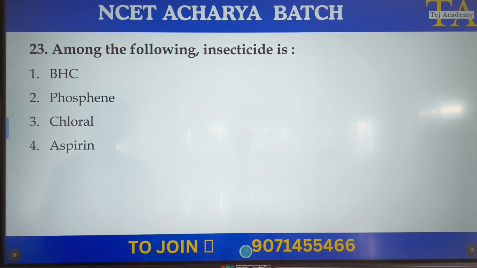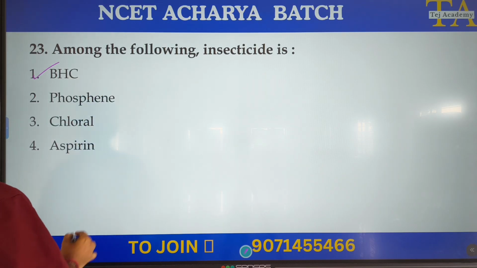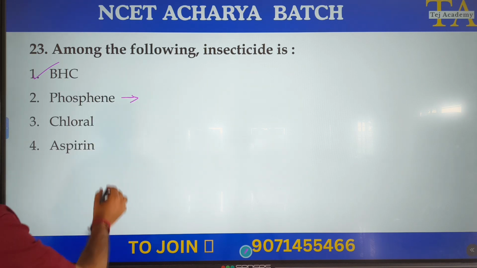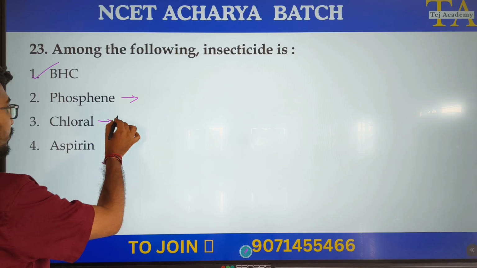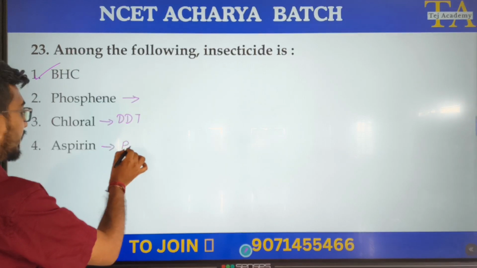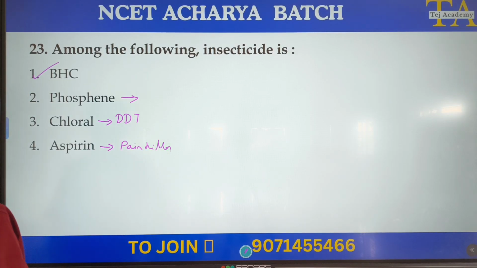23rd question. Among the following, the insecticide is BHC, phosphine, chloral and aspirin. So BHC is the correct option. Now, phosphine is a poisonous gas. Chloral is used to make DDT, and aspirin acts as a painkiller. So option A is the correct answer.